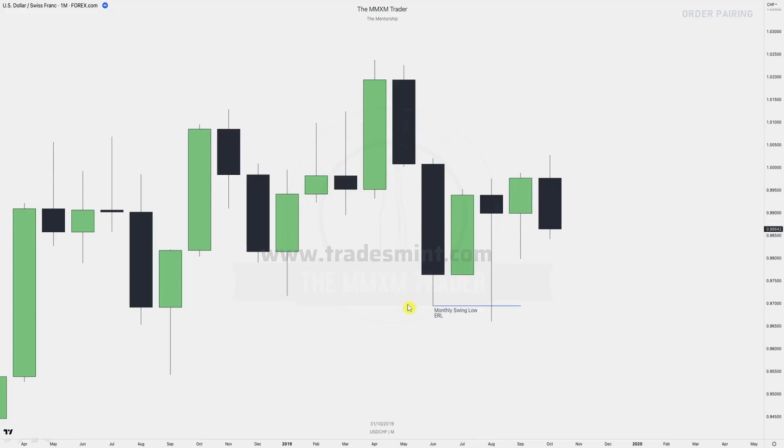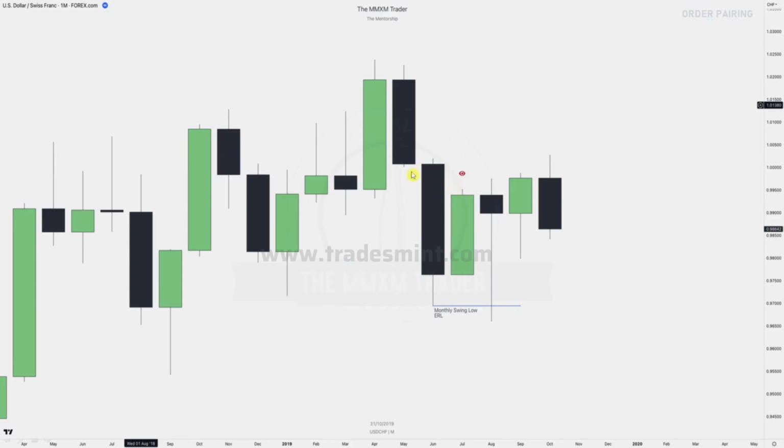Where does smart money accumulate their long orders? Below old lows, right? So this external range, we can see this external range liquidity raided inside over here. So we have order pairing down here. So where should your eye go when you hit that external range? Again, internal range, right?